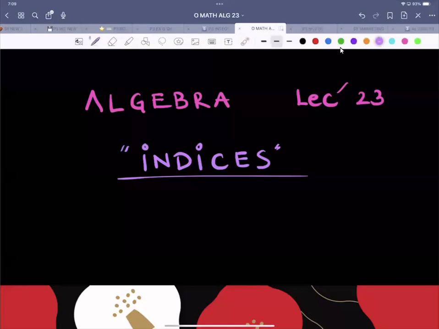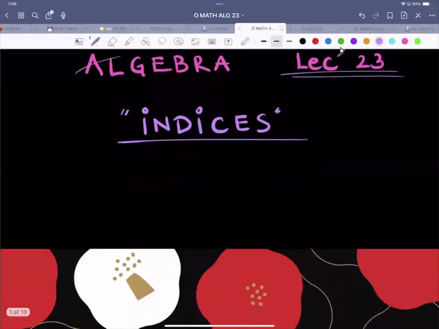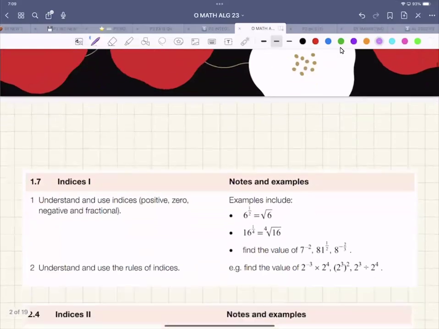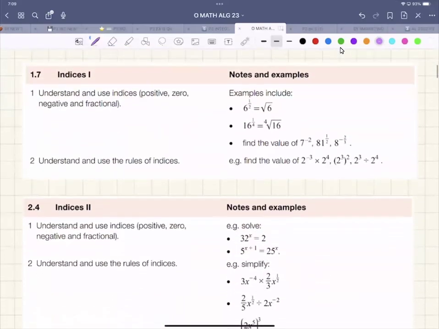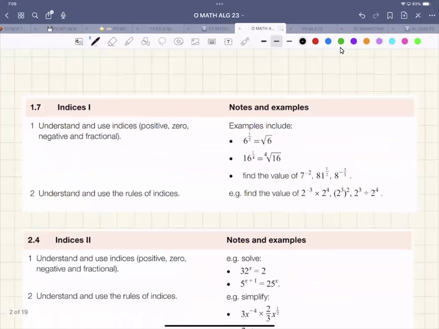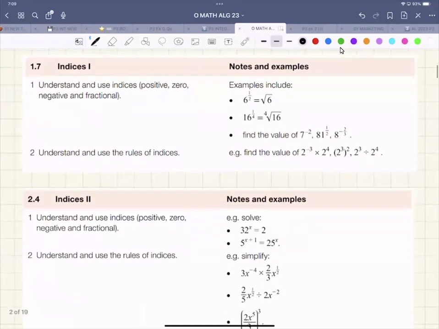We are starting with Algebra and this is lecture number 23, and this is indices. So let's get started with the idea of indices, and before that let's have a look at the syllabus. Now indices is divided into two parts. This is the syllabus for the year 2025 all the way till 2027, May-June 2025 till May-June 2027.